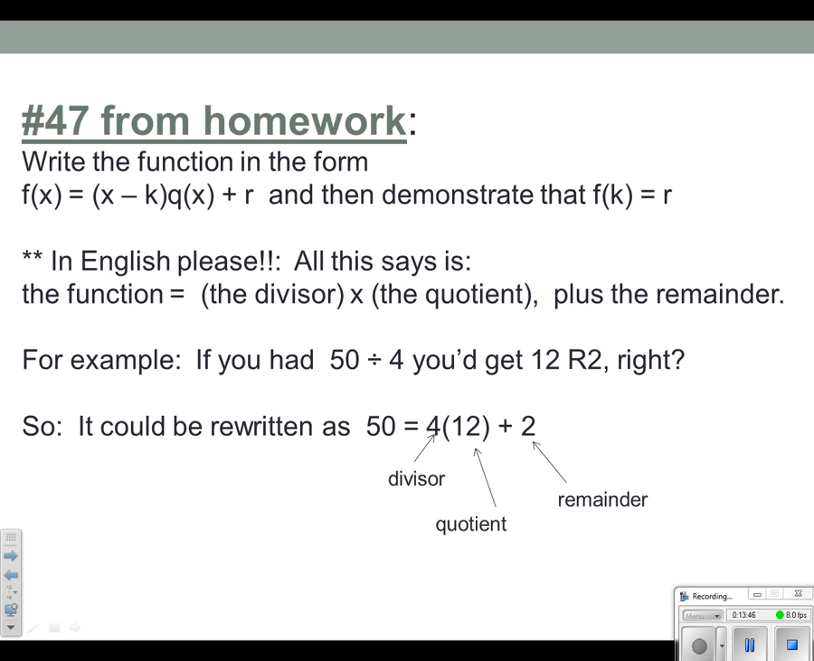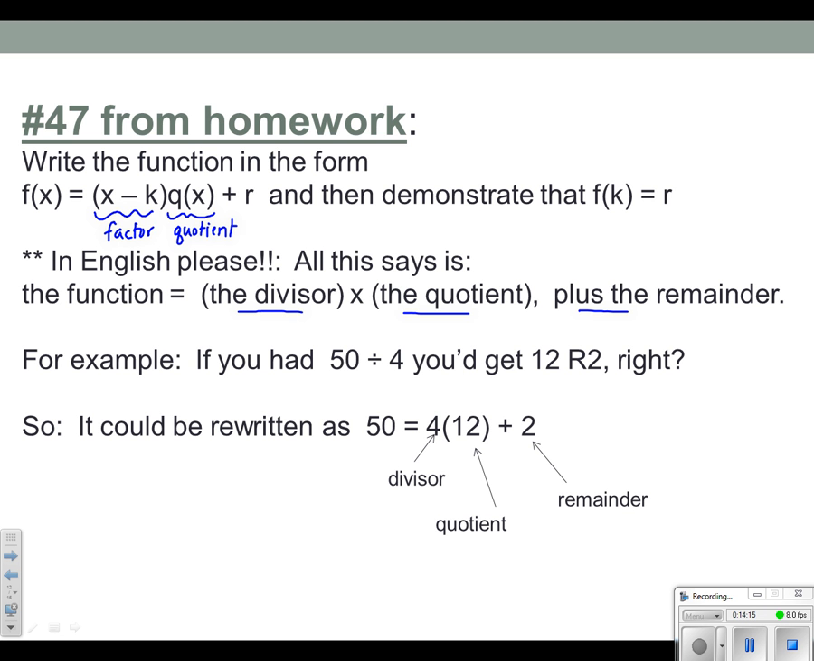Okay, x minus k, this part, that's one of your factors, or that's the divisor of my problem. Q of x, this is how they designate the quotient. So that's like the answer. So that first chunk's the factor. Q of x just says, okay, that's the answer to your division. That's the quotient. Then plus r means just plus the remainder.